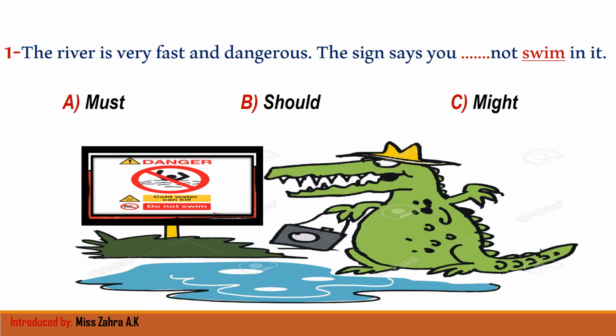So now I will give you another homework. The river is very fast and dangerous. The sign says you dash not to swim in it. We choose must or should or might. So let's see.